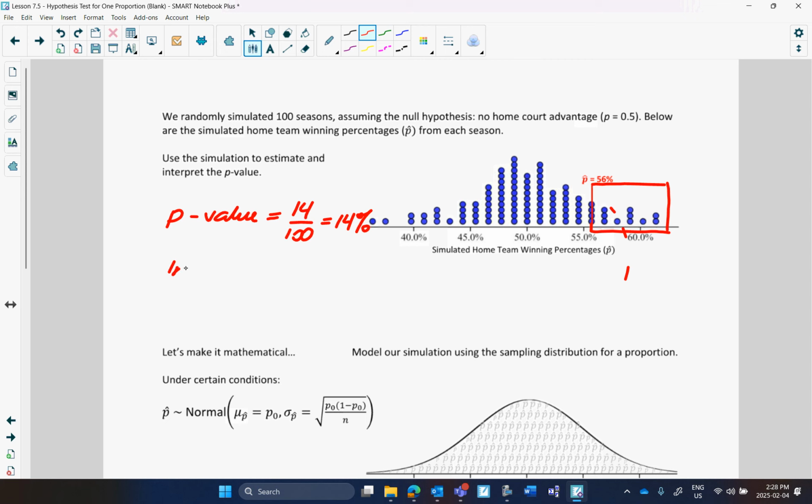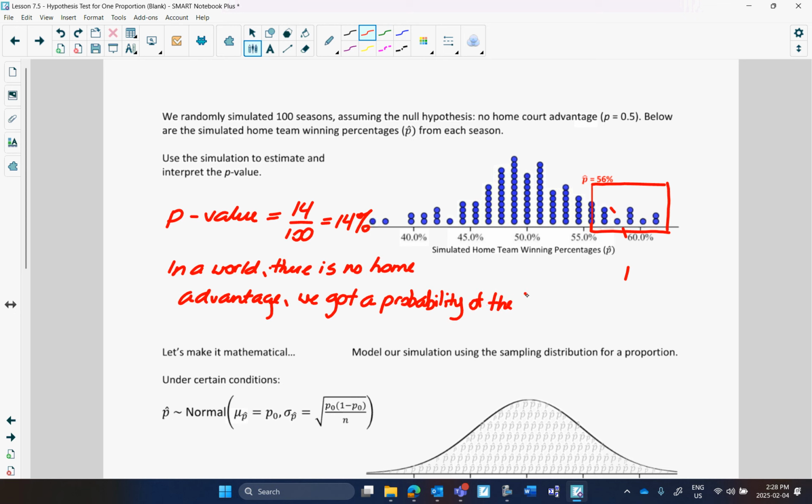In a world where there is no home advantage, we got a probability of the home team winning 56% or more 14% of the time. It happened 14 out of 100 simulations.